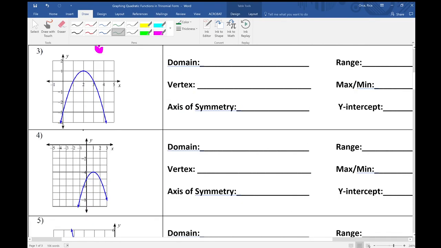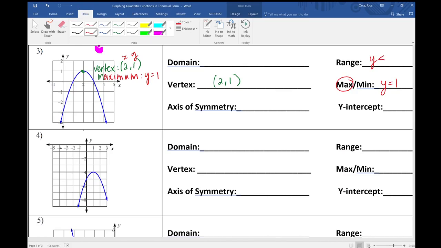Let's look at problem number 3. Our vertex is at (2, 1). Our vertex is our highest point, so that's going to be a maximum. And our maximum y value is at 1. Because our maximum y value is at 1, this tells us that our range is going to be all the y values less than or equal to 1.